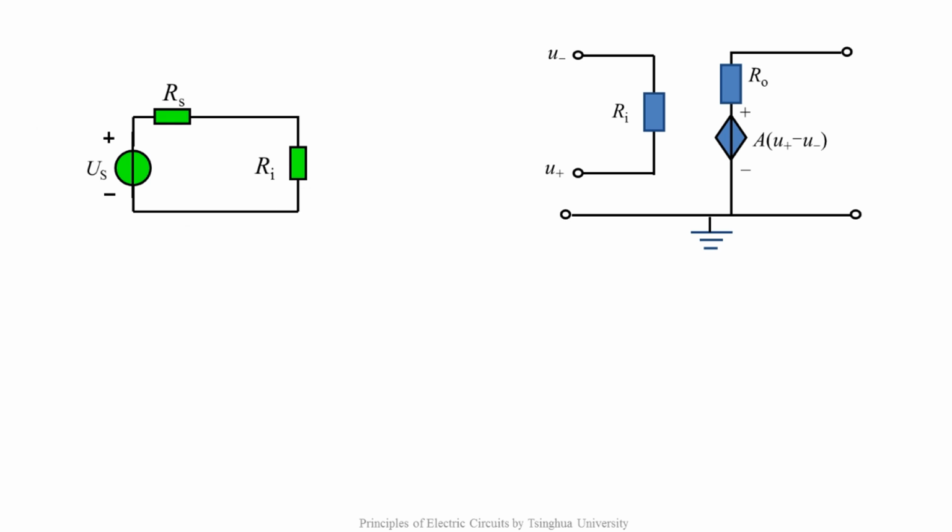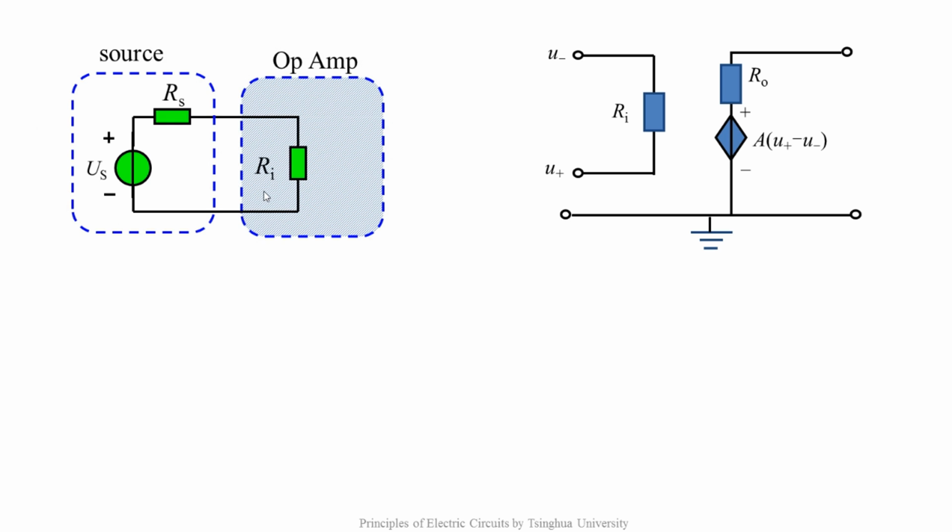Ri is the input resistance of the op-amp. Us and Rs represent the voltage source signal connected to the op-amp. Obviously, we hope that the op-amp can get the voltage signal as large as possible. In other words, the voltage of Ri should be as close as possible to Us. In ideal condition, the voltage of Ri equals Us. And in this case, Ri of the op-amp should tend to be infinity. That's why the input resistance of the op-amp should be very large.